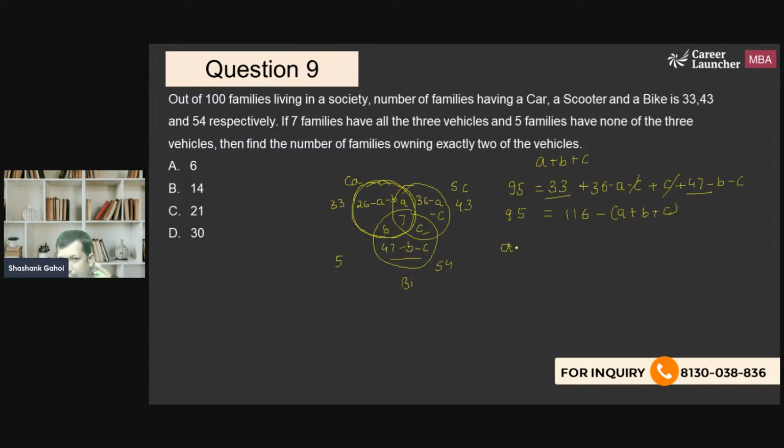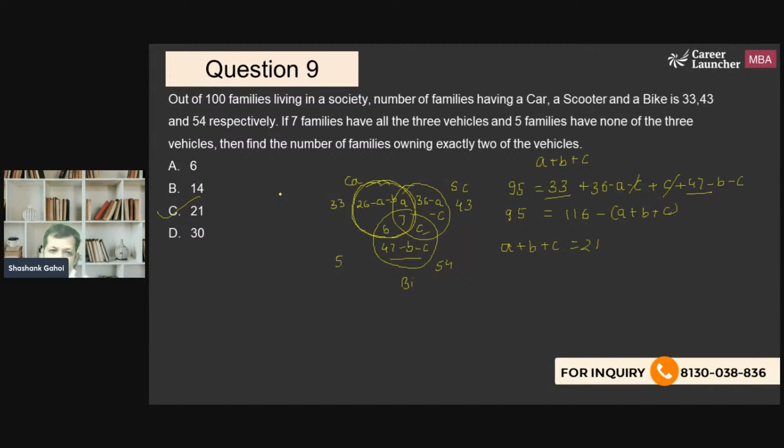So what is the value of A plus B plus C that we are going to get? That is going to be 21. सीधे सीधे आंसर आ जाएगा, कुछ करने की जरूरत नहीं है, सीधे वैल्यूज रख के इसमें बस. ठीक है. So that's how we can approach this question.